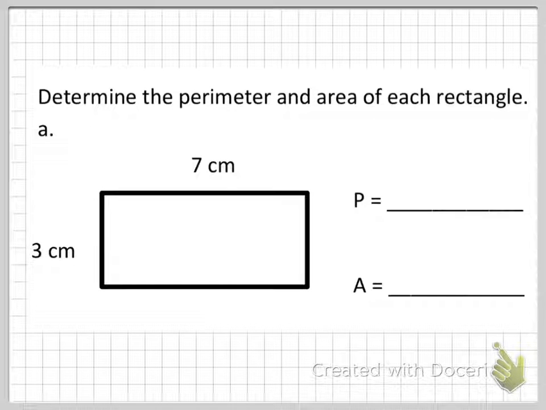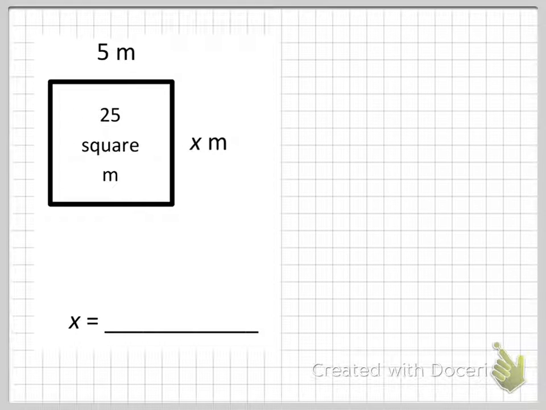Next one, what is the perimeter and the area of this rectangle? Now this one's going to be tricky because this is a square. And what do we know about a square? A square has 4 equal sides. So if one side is 5, what does it say for the other? Find the missing side. Find the width, which is the variable x.